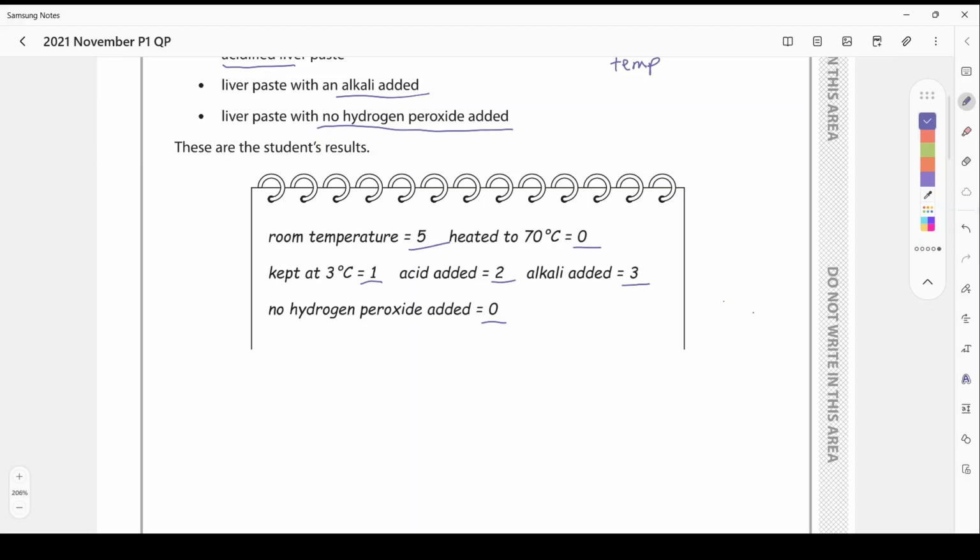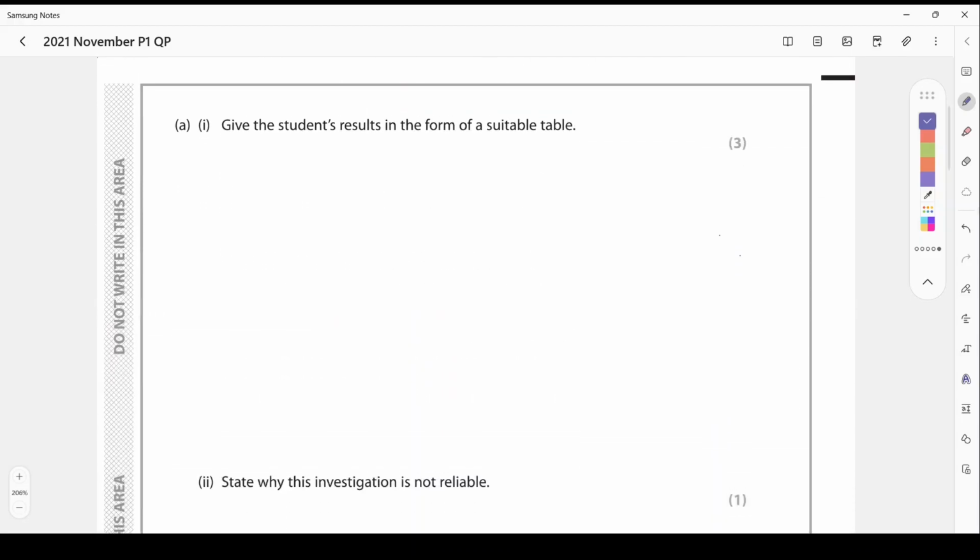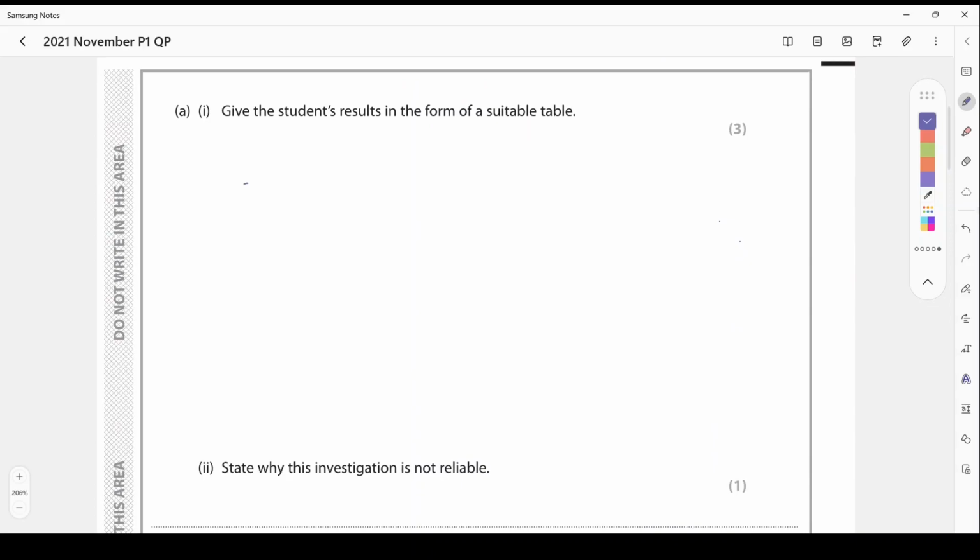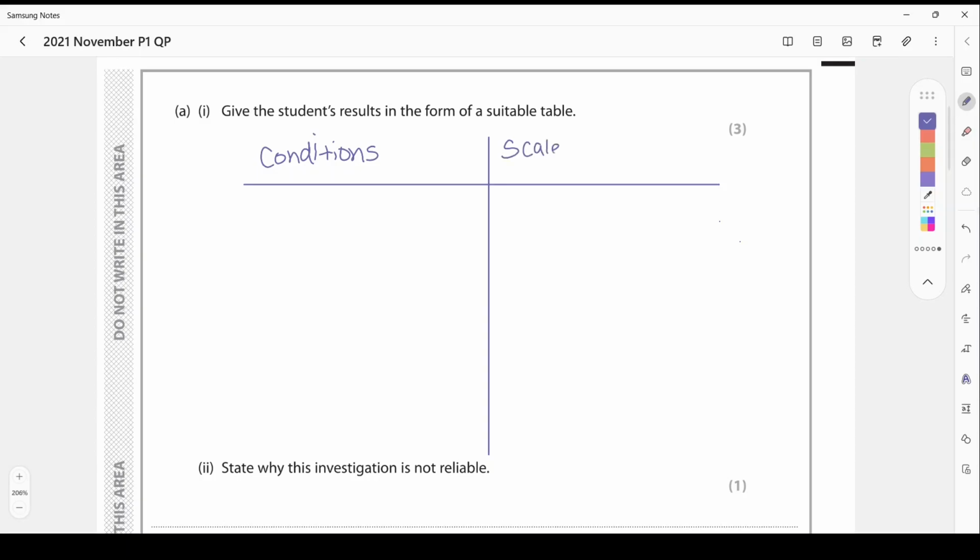Now, in order to make it a little more digestible, we can sort these numbers from lowest to highest or from highest to lowest, just so it's easier as you're going through the rows. So let's go back here and draw it out. We have to draw a couple of straight lines. Make sure you do this with a ruler. And we need to write conditions in one column, and then also the scale of oxygen bubbles produced in the other column.